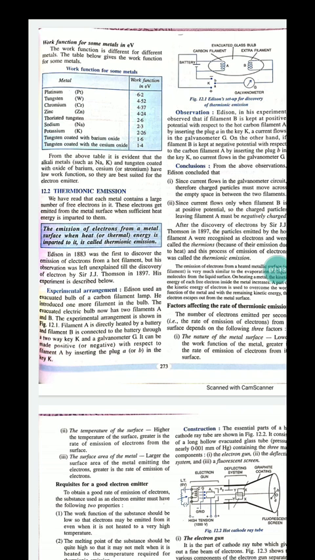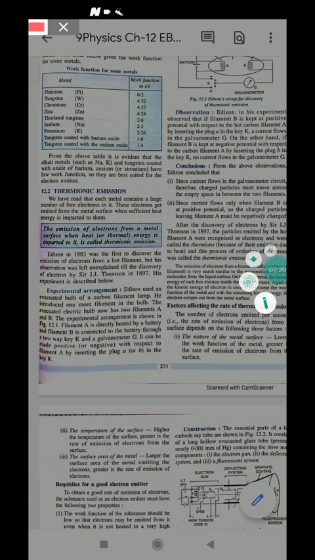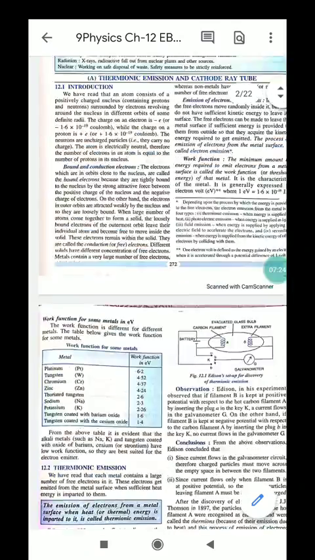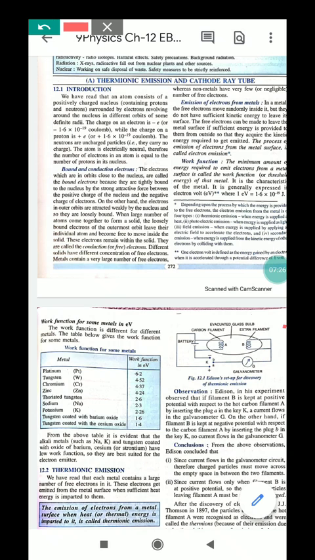He did one experiment. Edison used an evacuated bulb having two filaments. See here, it has two filaments, A and B. Now the experimental setup is shown here. You can see this.